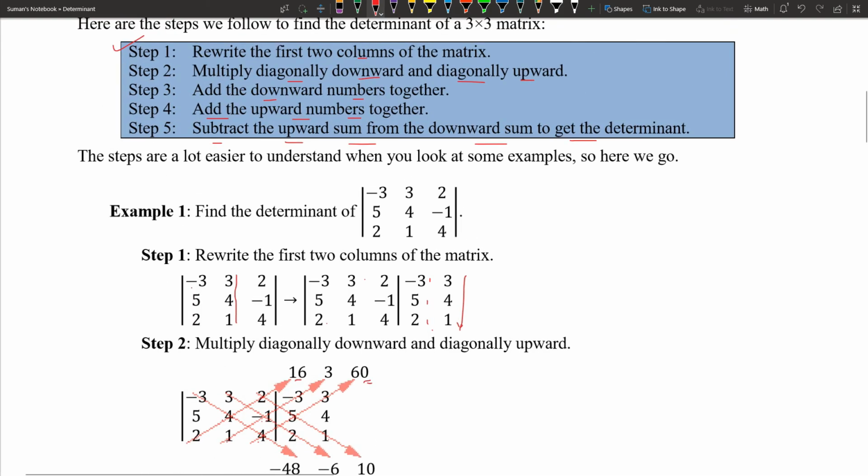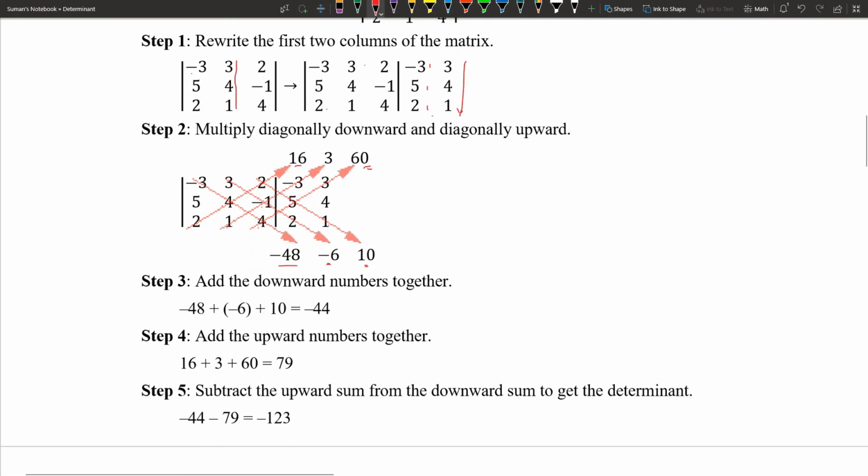So we have already completed step 1, rewrite the first two columns of the matrix, and step 2, multiply diagonally downward and diagonally upward. Next step, add the downward numbers together. And step 4, add the upward numbers together. So we are adding the downward numbers, that means minus 48 plus minus 6 plus 10, and we are getting the result as minus 44. Then we are adding, according to step 4, the upward numbers together.